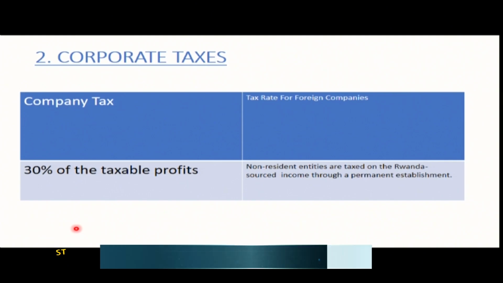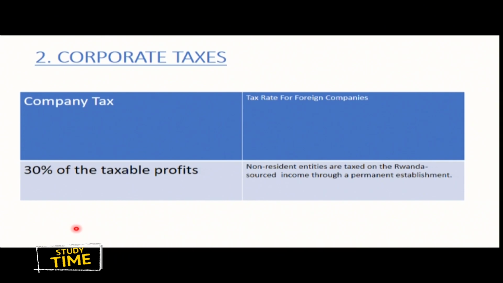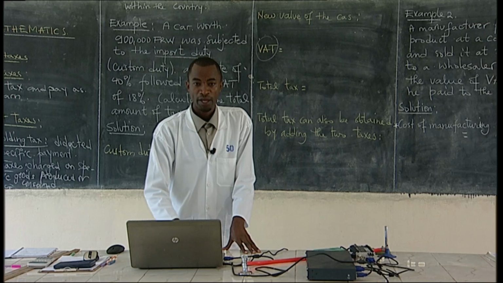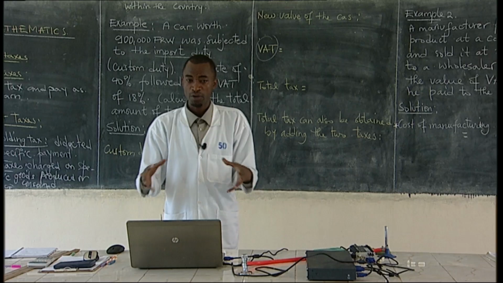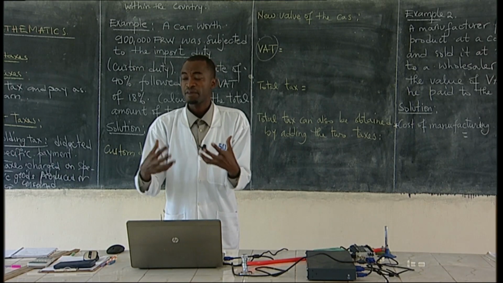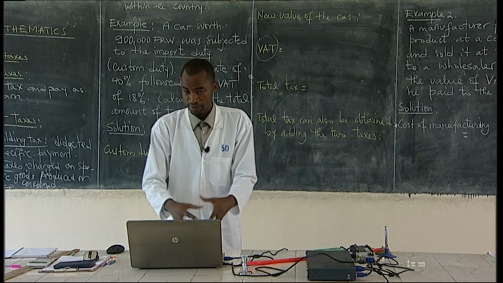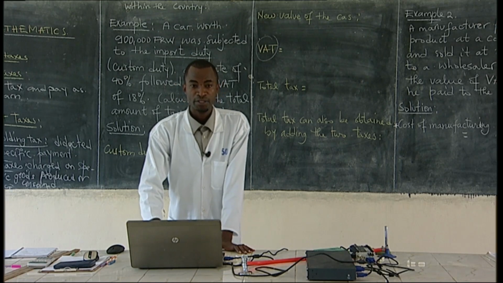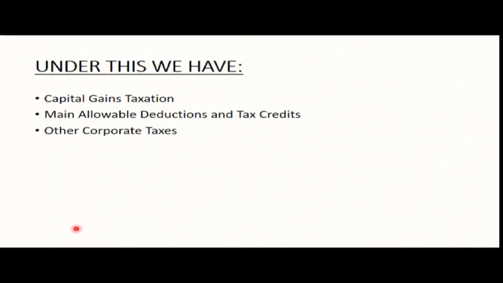You see, we also have the other one called the corporate taxes. This one is for the companies. You find its rate is 30% of the taxable profits. And for some foreign companies, they try to reduce the tax rate so that investors may invest a lot in different projects and businesses in the country. And last, we have what we call capital gain taxation. We have main allowable deductions and tax credits, and we have other corporate taxes.